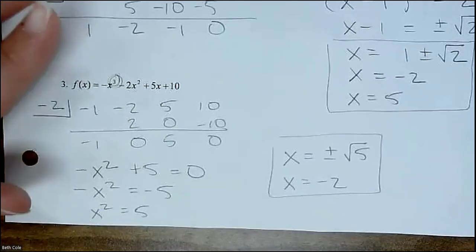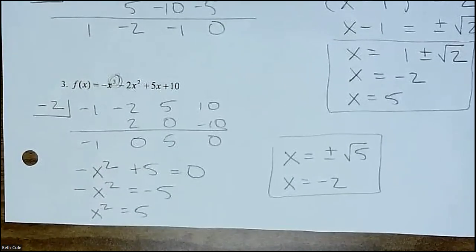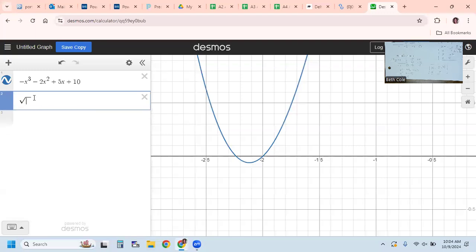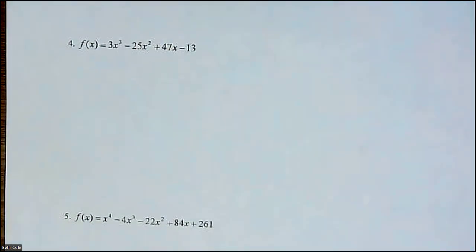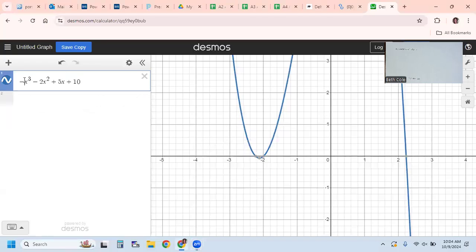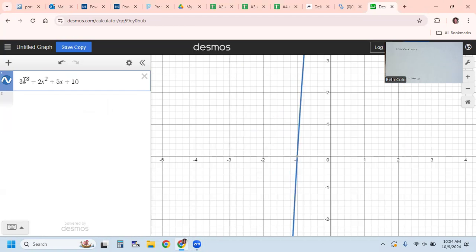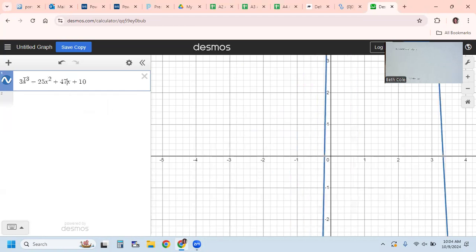And again, I'm just going to show you how this matches up with what's on the graph. If I type in square root of 5, that's 2.233. That's this one. And if I type in negative square root of 5, that's going to be this one. All right, so here, let me go and type it into the calculator. I should have just left the calculator up here. All right, so it is 3x cubed, 5x squared plus 7x minus 13.